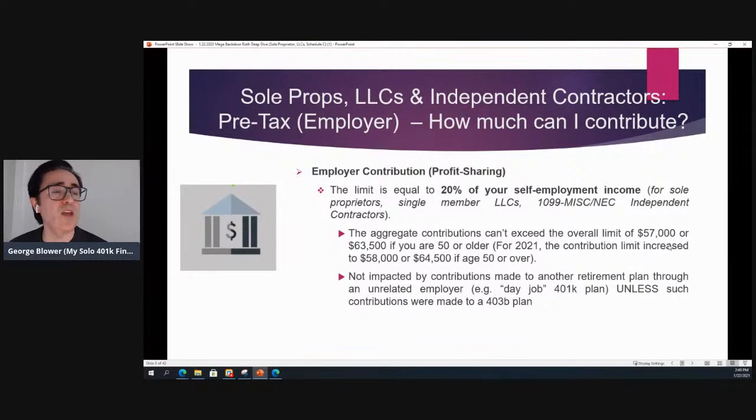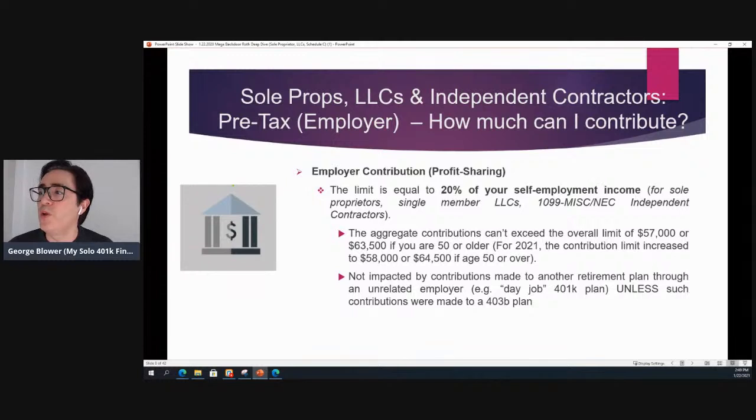So you first do that pre-calculation, your net income from line 31 of Schedule C less 1/2 of the self-employment tax, and then 20% of that number is the employer contribution limit. So we covered it here in this slide.